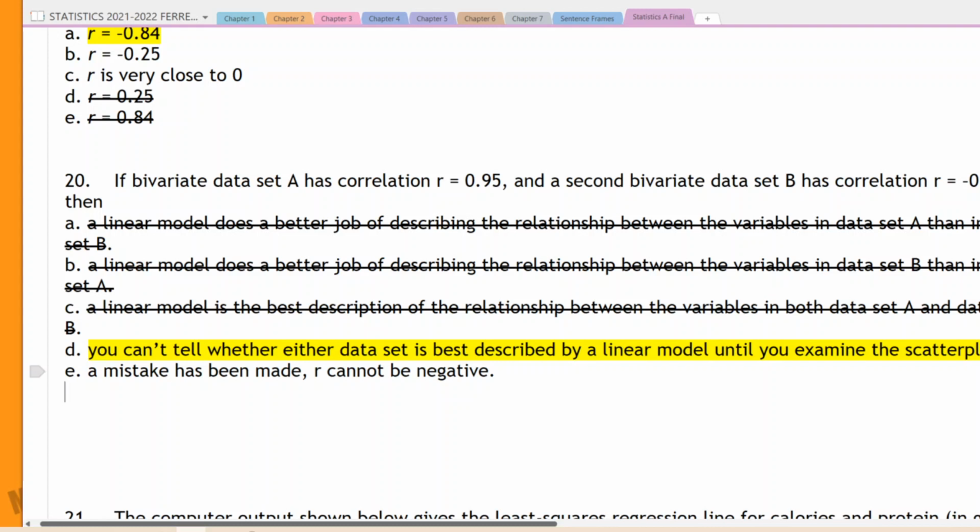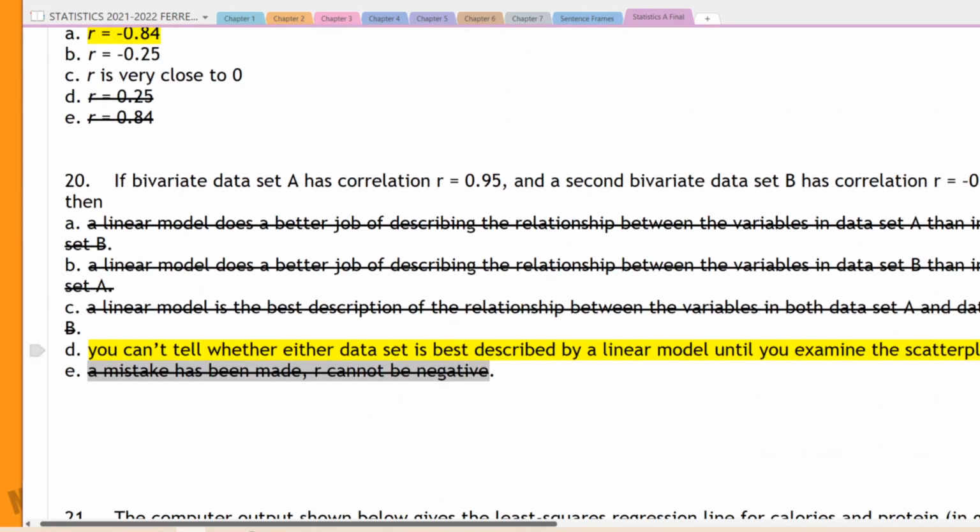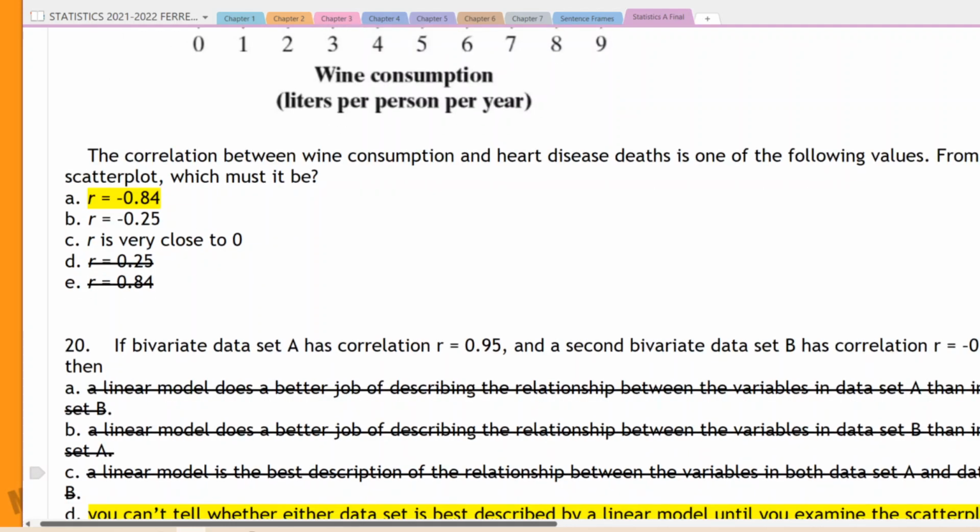So a mistake has been made. R cannot be negative? We all know that that's not correct. We just saw R was -0.84 over here in question 19.